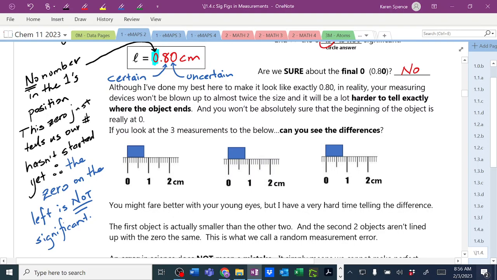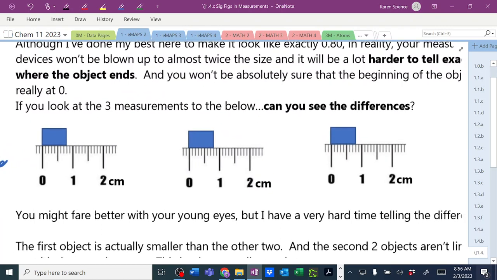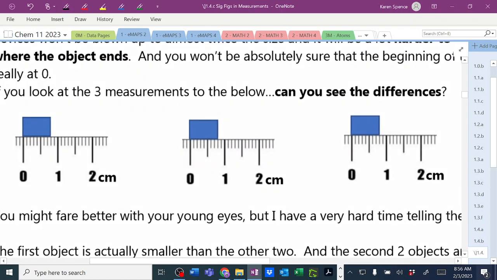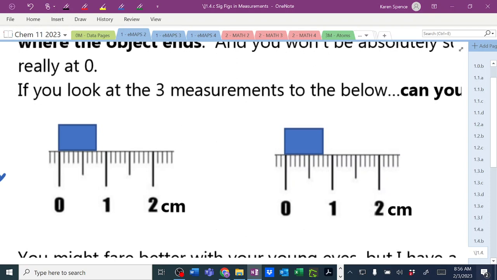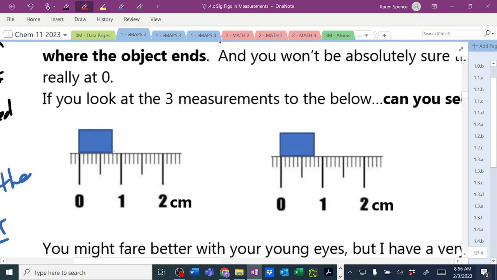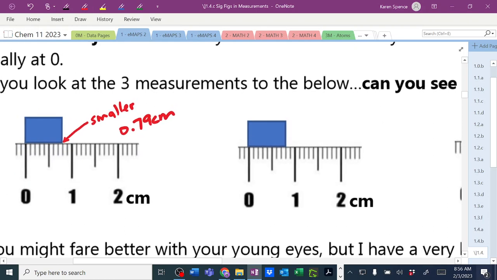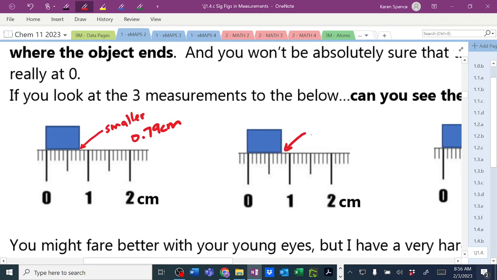Now, I've actually blown up this object, and I made these little blue boxes a little bit different from one another. So actually this little blue box on the left is a little bit different from this little blue box. I don't know if you can even see it probably on your sheet. This one is actually a little bit smaller. If I was really guessing, I might say 0.79 centimeters. This one is a little bit bigger. This one I might tend to guess 0.80 centimeters.